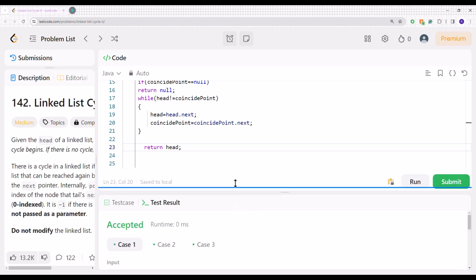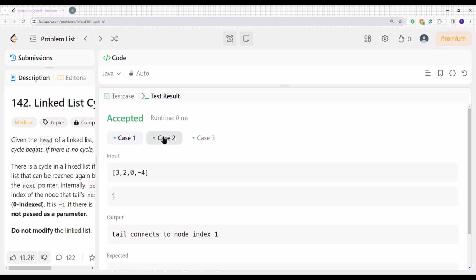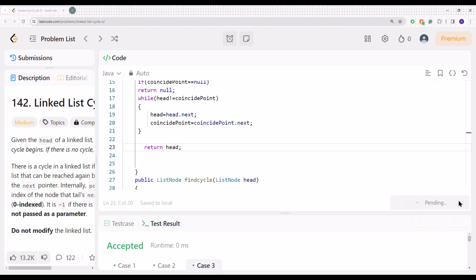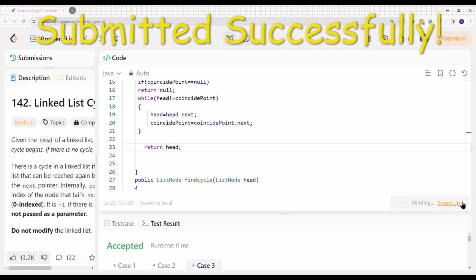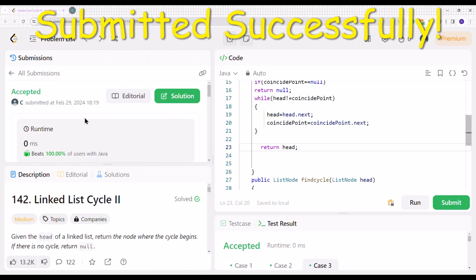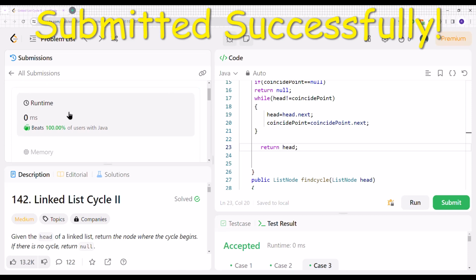Let's try to run the program. Okay, so you see here all 3 test cases are accepted. It's time to submit. There you go. You see all the test cases are accepted successfully and you beat 100% of users with Java.